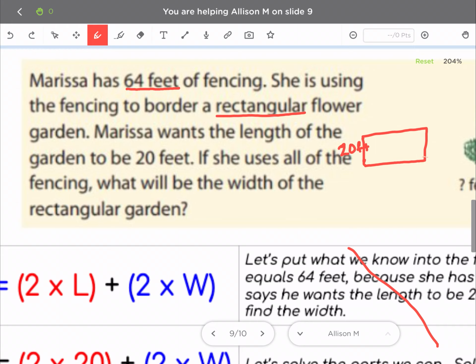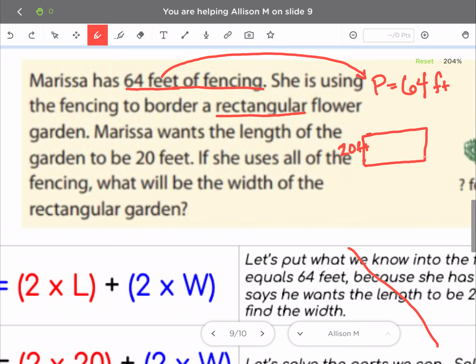Okay, well, 64 feet of fencing, that's around. Fences go around something, or in this case a garden. So the perimeter equals 64 feet. And how did I get that again? It's because she has 64 feet of fencing, and the fencing goes around. If it said grass would go in, then we would be doing area. But since it said fencing, that's why I thought perimeter.